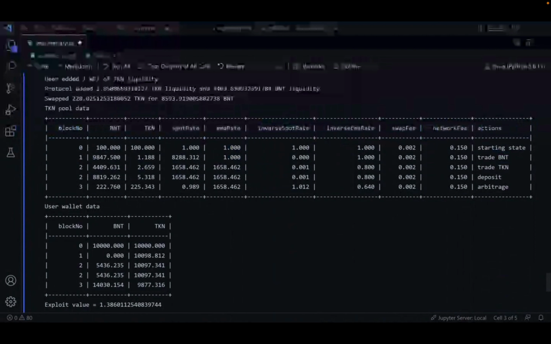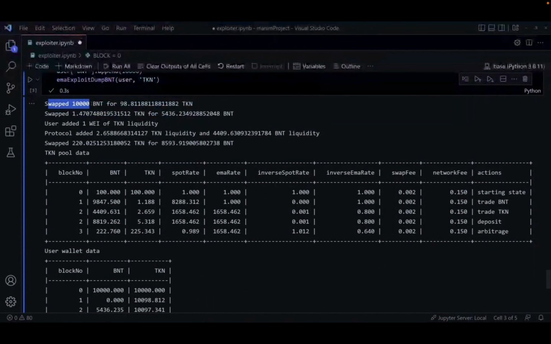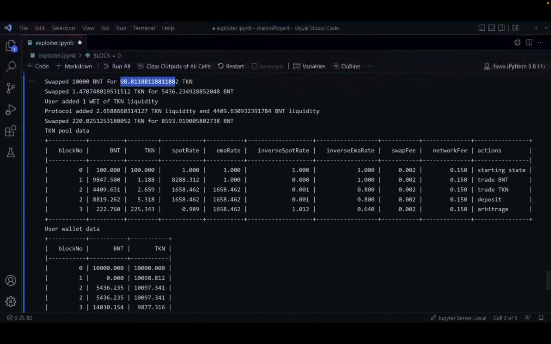So in the first block, what our attacker is going to do is trade a very large amount of BNT. And you can see in my readout here that the attacker has swapped 10,000 BNT for 98 TKN. Okay, and swapping 10,000 BNT on a pool that only has 100 BNT in it is pretty catastrophic. So on that particular block, they managed to move the spot rate from 1 to 8,000, which is huge. It's an 8,000x change in the price of BNT.